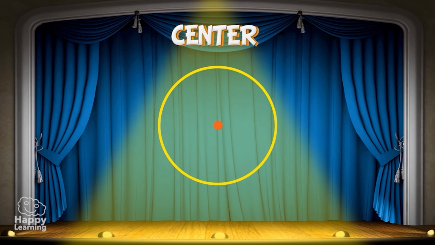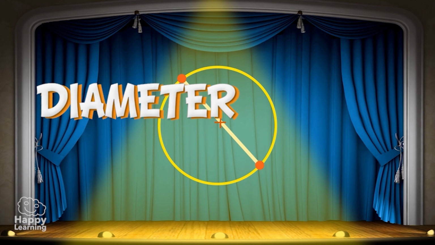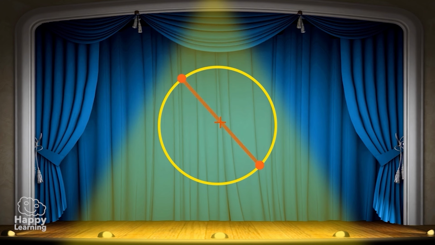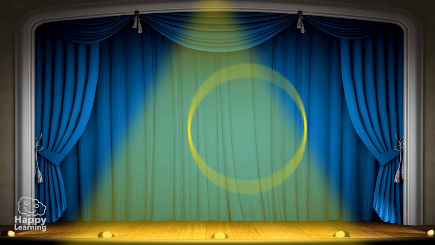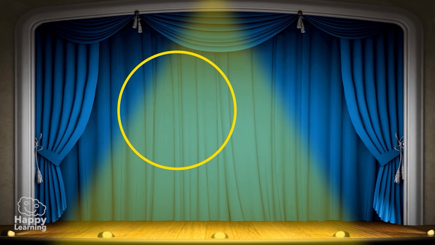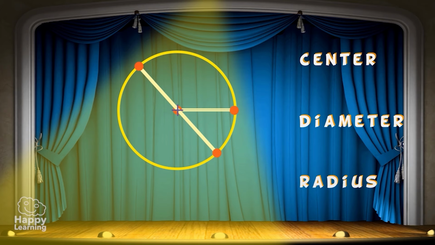The center is the point which is at the same distance to any other point from the circumference. The diameter is the distance across the circle through the center. Perfect! This segment is the diameter. And the radius of a circle is the distance from the center of a circle to any point on the circle. Fantastic! These are the three most important elements in a circumference: the center, diameter, and radius.